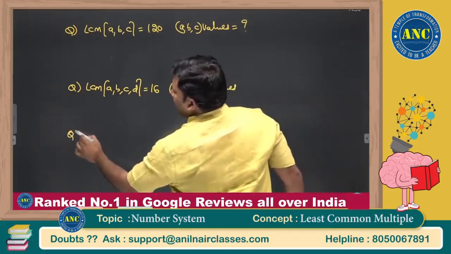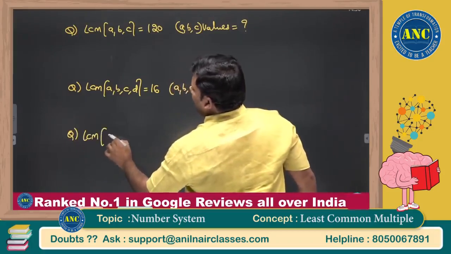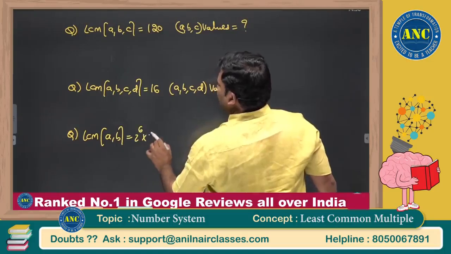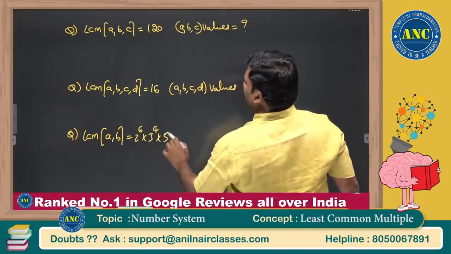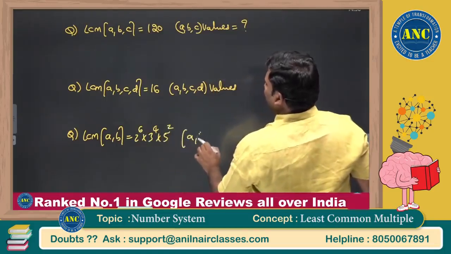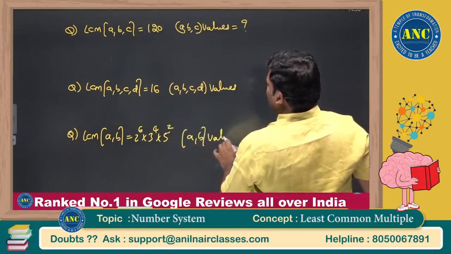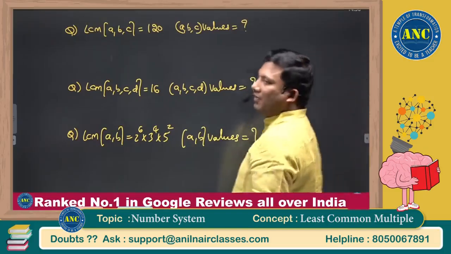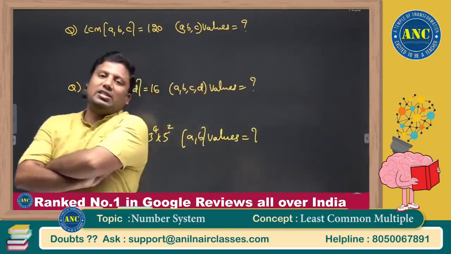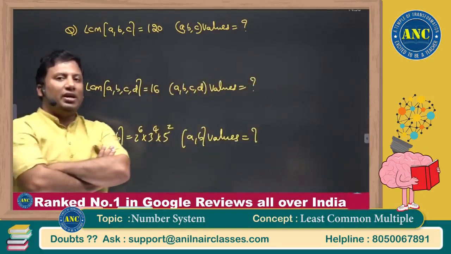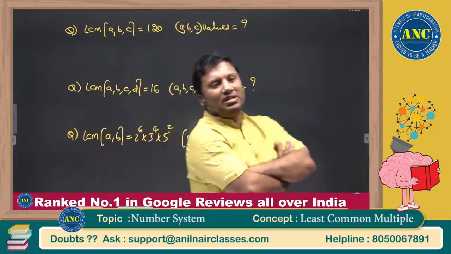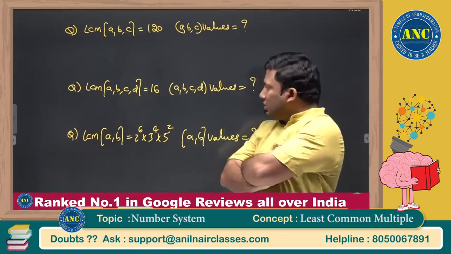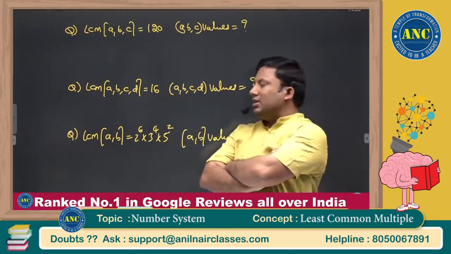Next question. LCM of a, b is equal to 2 power 6 into 3 power 4 into 5 square. How many values will a, b take? It seems like a very tough question, but actually these are all very, very easy questions. LCM of a, b, c is 120. How many values can a, b, c take? LCM of a, b, c, d is 16. How many values can a, b, c, d take?